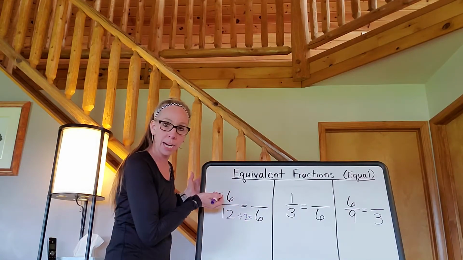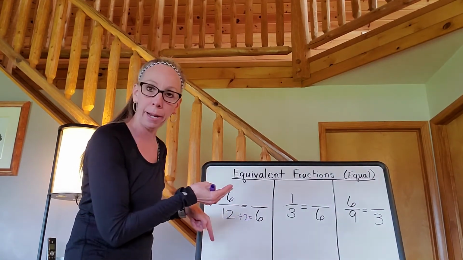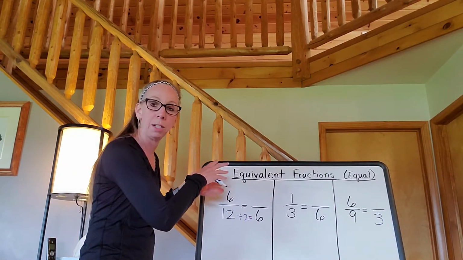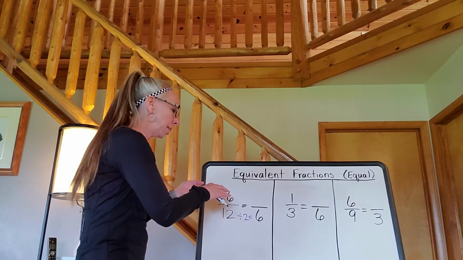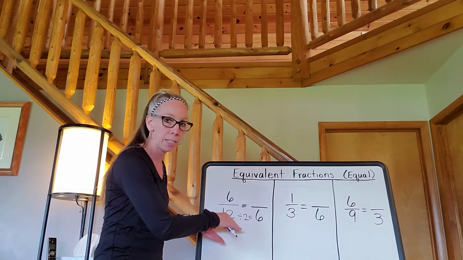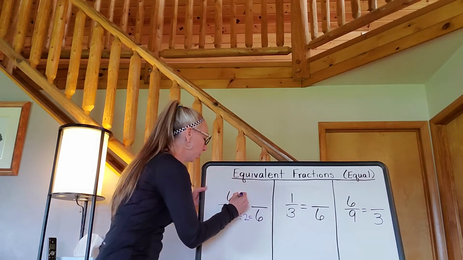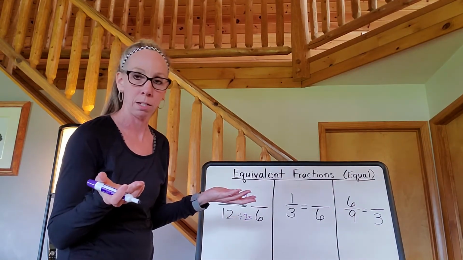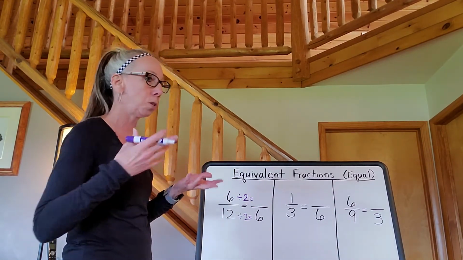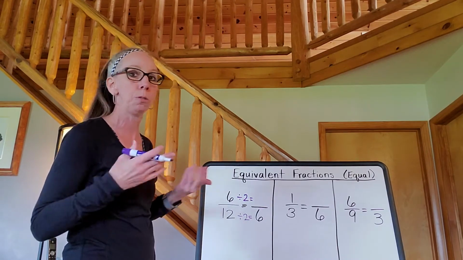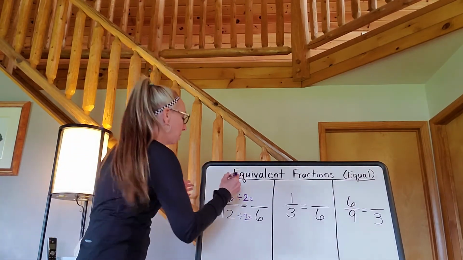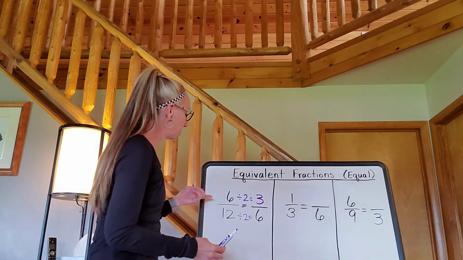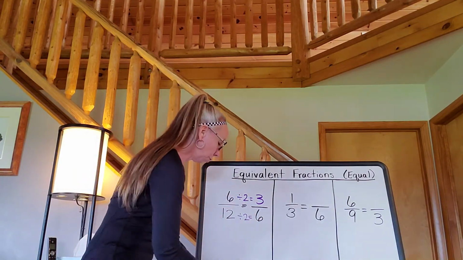Now what do we have to do to the top number? Remember before when we multiplied, whatever we multiply the bottom number by, we had to do the same to the top number. Same thing applies here. When we divide by 2 on the bottom, in the denominator, we have to divide by 2 in the numerator. So 6 divided by 2 equals what? If we turned it around, 2 times what equals 6? Well, 2 times 3 equals 6. So 6 divided by 2 equals 3. So 6/12 is equal to 3/6.